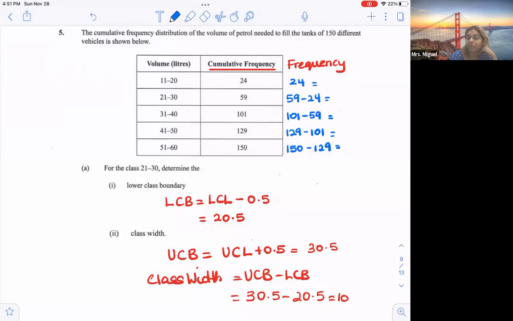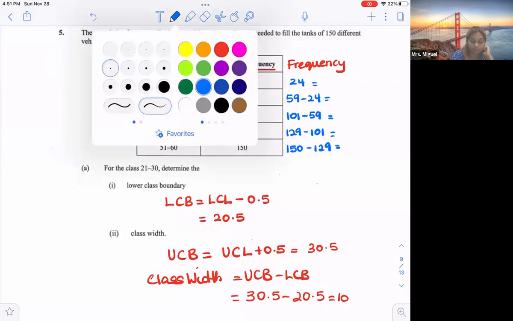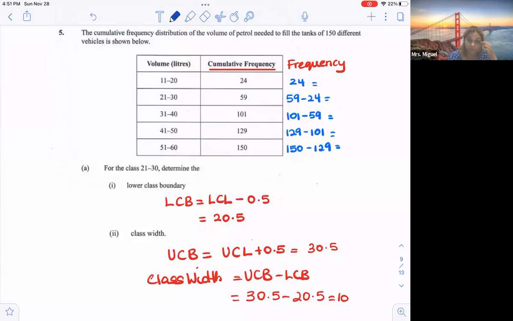All right, do you all have the values for the frequency? The first one is 24. What do you all have again? 59 minus 24 is 35. Did you all get that? Yeah, miss.